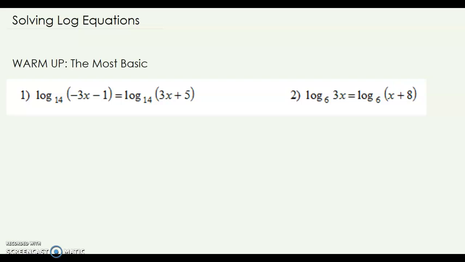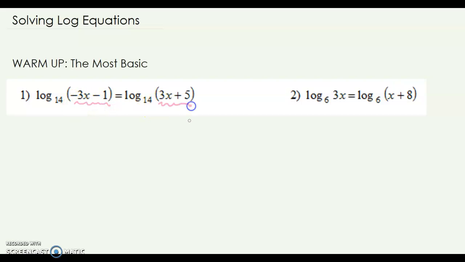If we're looking at number 1, we see that we have log base 14 of negative 3x minus 1 equals log base 14 of 3x plus 5. What we're looking at here is that if we have a log base 14 of an argument equal to log base 14 of an argument, those arguments are going to be equal to each other.